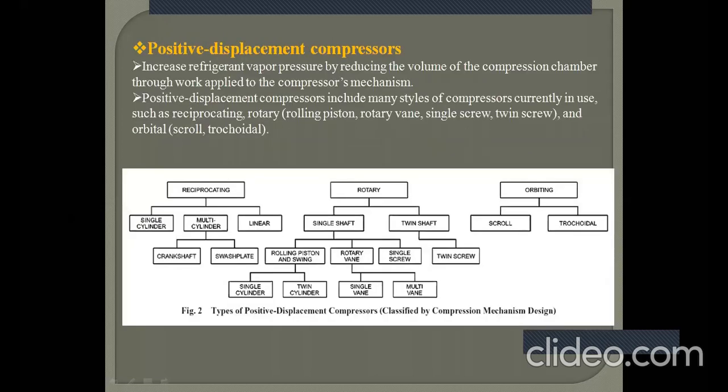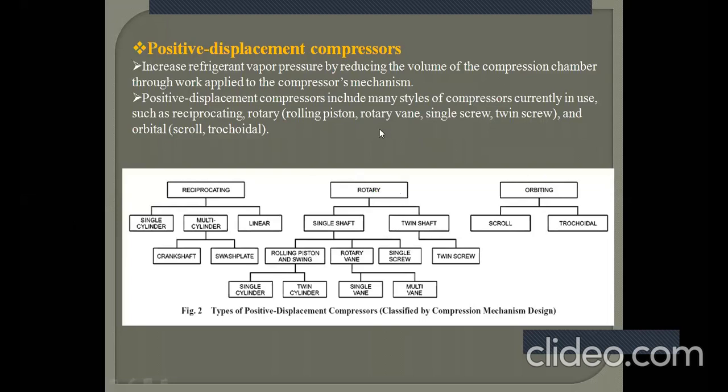Next is positive displacement compressor. First, start with positive displacement compressor. As I told you, positive displacement compressors increase the pressure by reducing the volume. There are lots of types of positive displacement compressors, which are shown here. First is the reciprocating category, second is rotary, and third one is orbiting type.